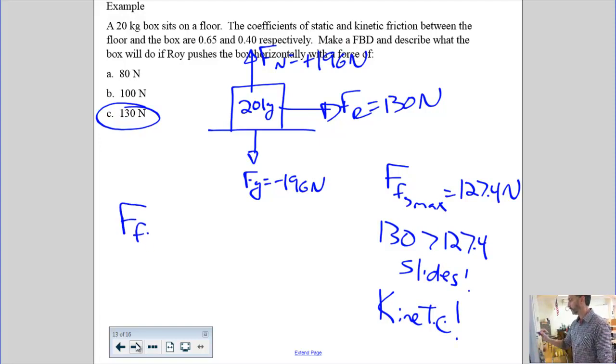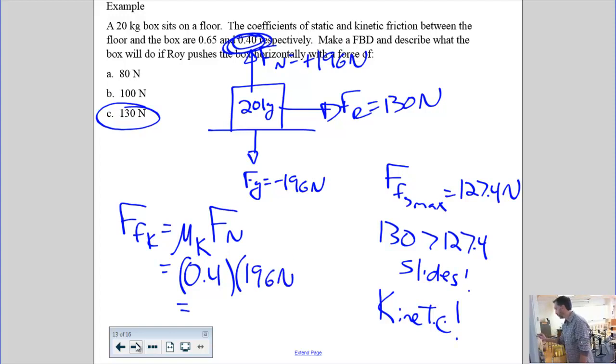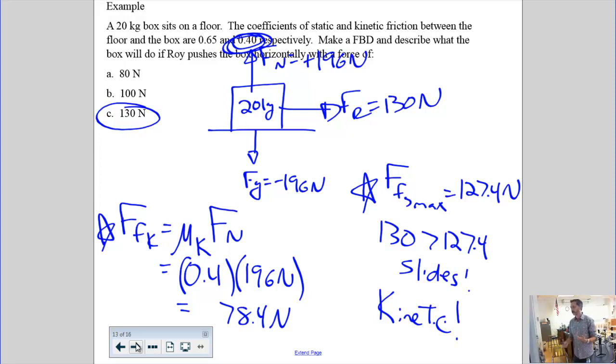So the force of kinetic friction is our coefficient of kinetic friction times our normal force. So that's 0.4, because that's our coefficient of kinetic friction, which I gave you, times our normal force. Normal force is 196 newtons. So multiply that by 0.4, and it gives you 78.4 newtons. Okay, so notice there is less kinetic friction than there is static friction. That's why if you're driving your car, once you start sliding, you're in trouble, right? Because once you start sliding, there's automatically less friction, so you're in even more trouble.